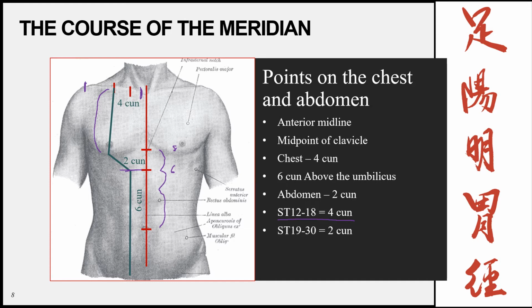And then from stomach 19 to stomach 30, which is another 12 points, these points all lie 2 tsun lateral to the midline. So you already know that measurement. You'll just have to learn the longitudinal measurement. So where along this part they lie.